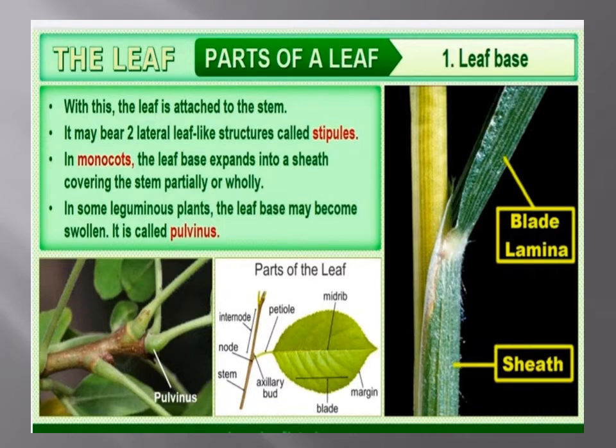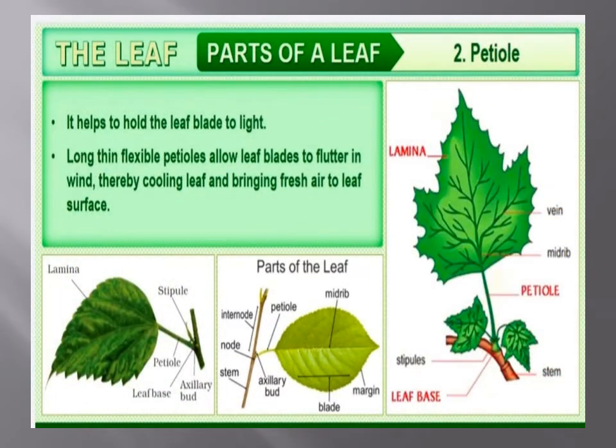In monocots, the leaf base expands into a sheath covering the stem partially or wholly. In some leguminous plants, the leaf base may become swollen. It is called pulvinus. General characteristics of stem. It is generally the ascending part of the axis. It bears nodes and internodes, leaves borne on the nodes, branches, flowers, and fruits.